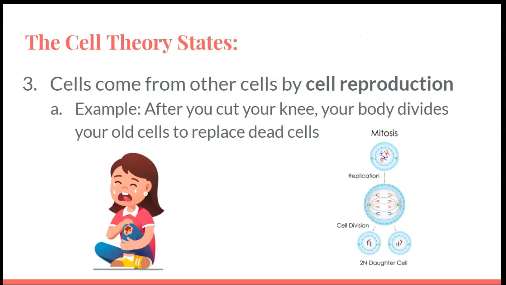And our third and final part of the cell theory states that cells come from other cells by cell reproduction, right? Cells do not just spontaneously appear. There's no poof, here's a cell, surprise, I'm here. That's not how it works. Cells have to come from another cell. So if you cut your knee, the cells in your body will divide to replace those old cells. Your cells will always grow, divide, and reproduce to replace dead cells in your body to make sure that you are working at your optimum, your best.